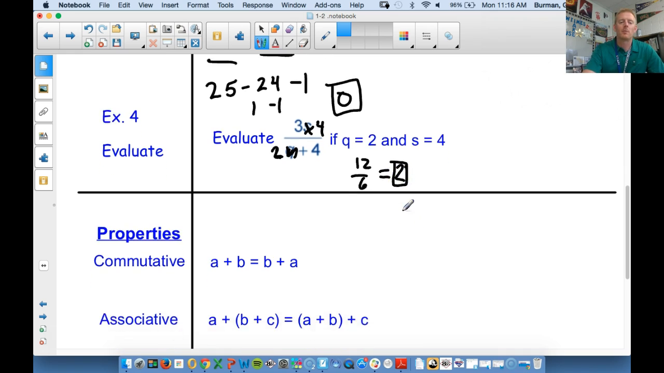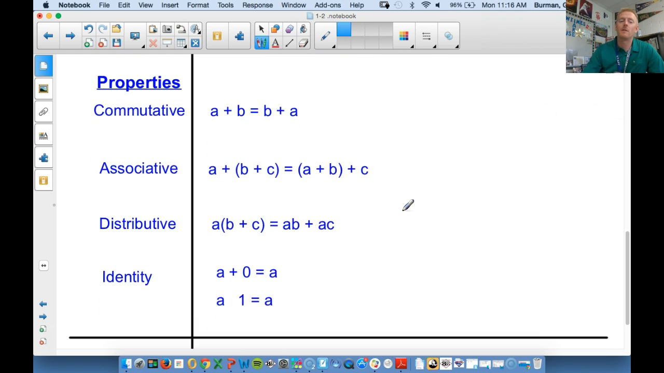Okay. Now the properties that we have for our math are the commutative, the associative, the distributive, and the identity property. The commutative property says that you can add in any order, and it does not change the value. You can also multiply in any order. So if we put this same stuff down with a multiplication sign, it's also true.